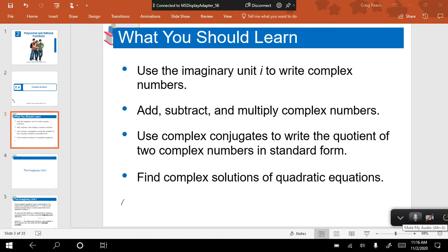So we'll use all this to solve equations. We've been finding zeros, but we've only found real zeros, which is points where it crosses the x-axis or touches the x-axis. But there are sometimes imaginary zeros, which are points on the graph that don't cross the x-axis. So that's what we'll look at doing there.